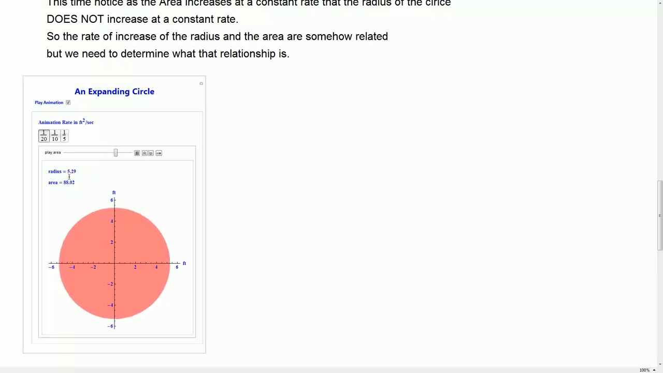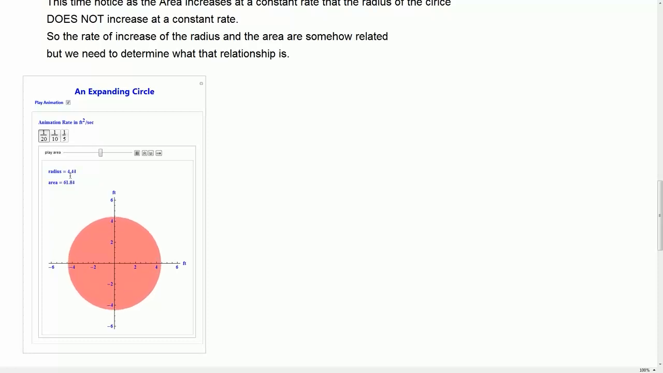But notice what's happening with the radius. I'll wait for it to start over again. Look how quickly it goes. 1, 2, 3. Now it's slowing down. 4, 5. See, it's getting slower and slower. It's taking a long time to get to 6. 1, 2, 3. So what's happening is the area is growing at a constant rate.